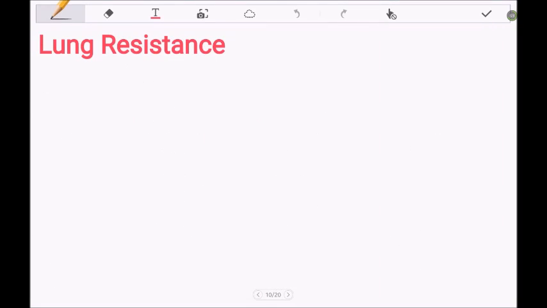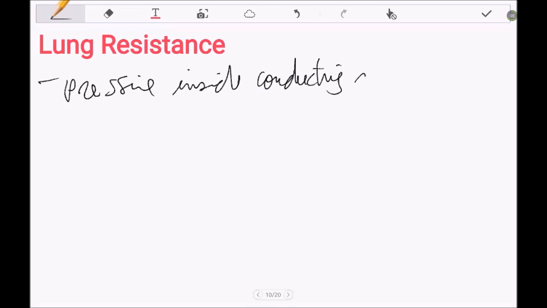Next, we're going to talk about lung resistance. Resistance is the pressure inside the conducting airways that must be overcome in order for air to be able to move in and out of the lungs. Okay, so pressure inside conducting airways, and it must be overcome in order for air to come in and out of the lungs.